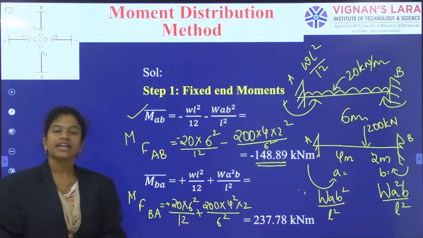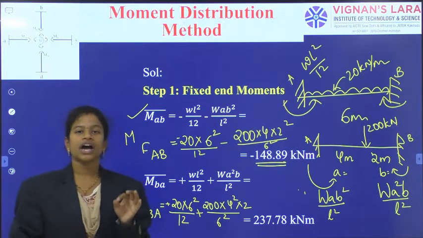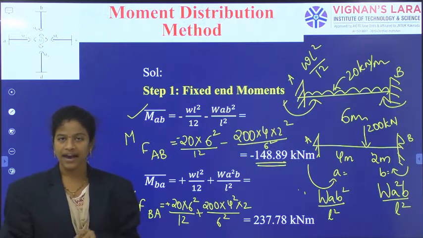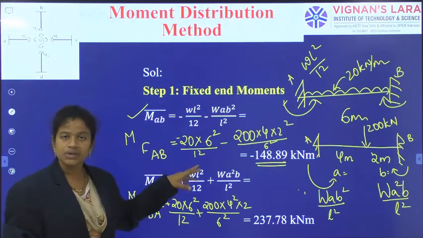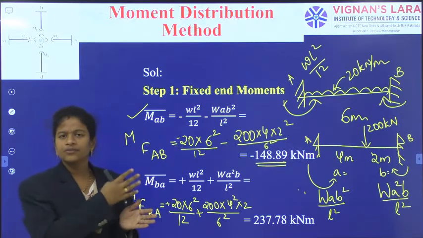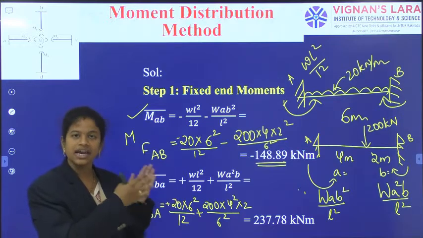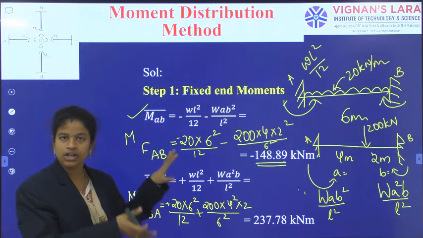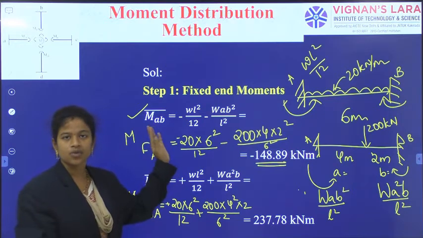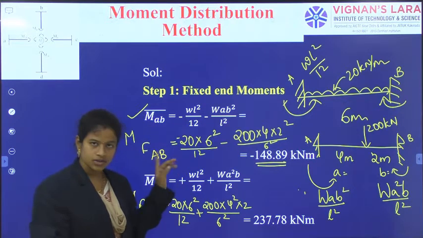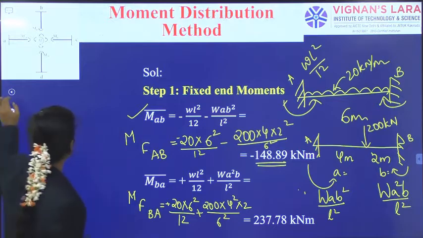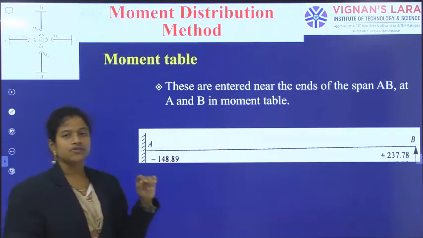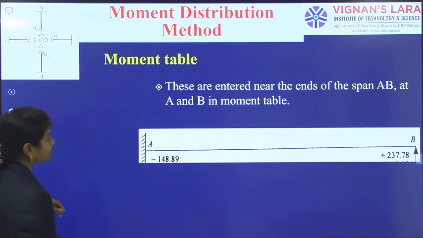Next, we should calculate the distribution factors. These two steps you can do alternatively. Someone will calculate distribution factors first and then go into the fixed end moment calculation. Step by step, they are individual, so you can do whichever calculation first. I am going for the second step, the calculation of the distribution factor for the moment table.